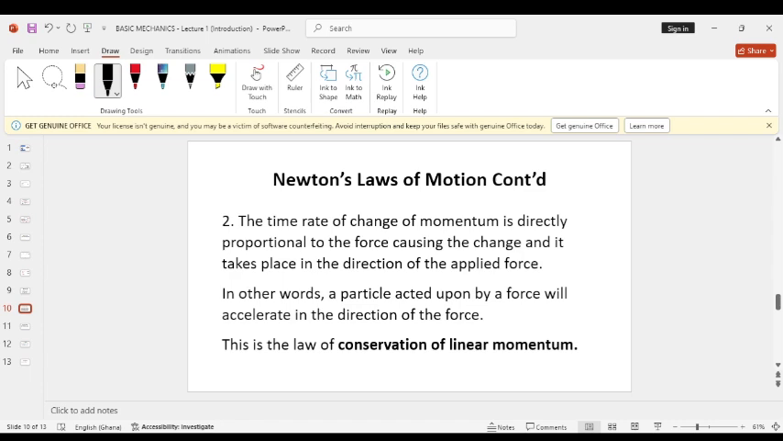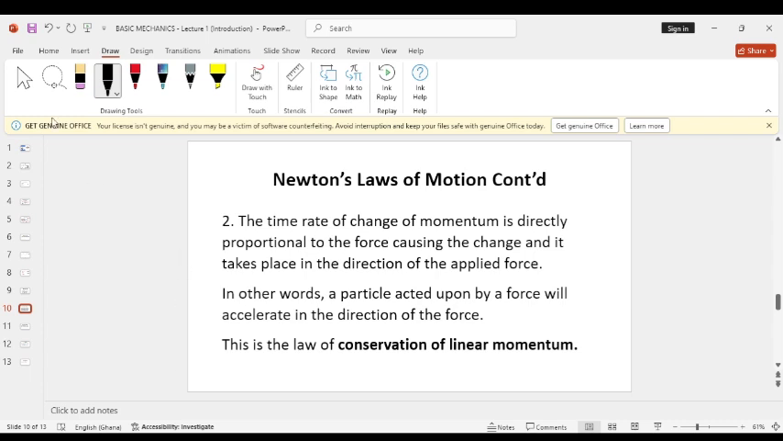Now, the second law of motion says that the time rate of change of momentum is directly proportional to the force causing the change, and it takes place in the direction of the applied force. In other words, a particle acted upon by a force will accelerate in the direction of the force. We can also say this is the law of conservation of linear momentum.